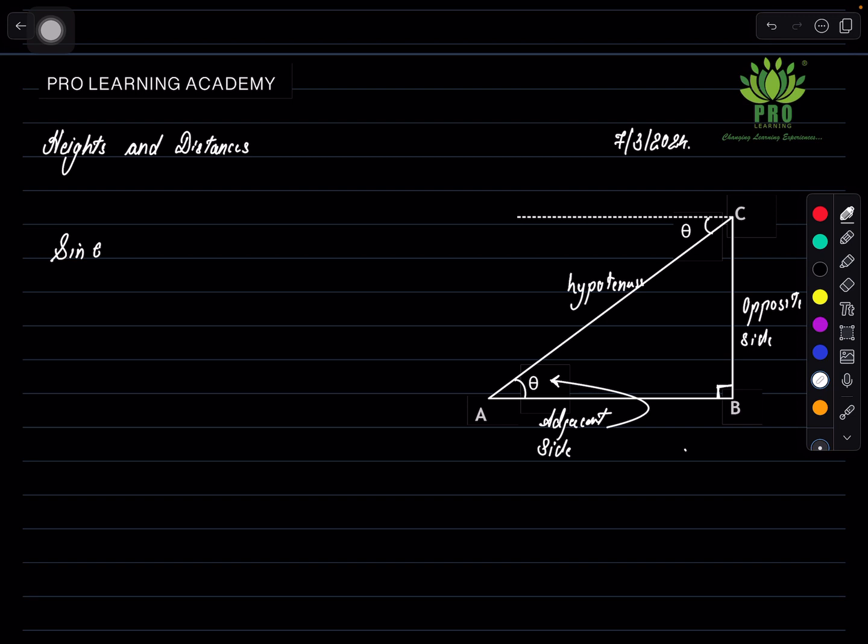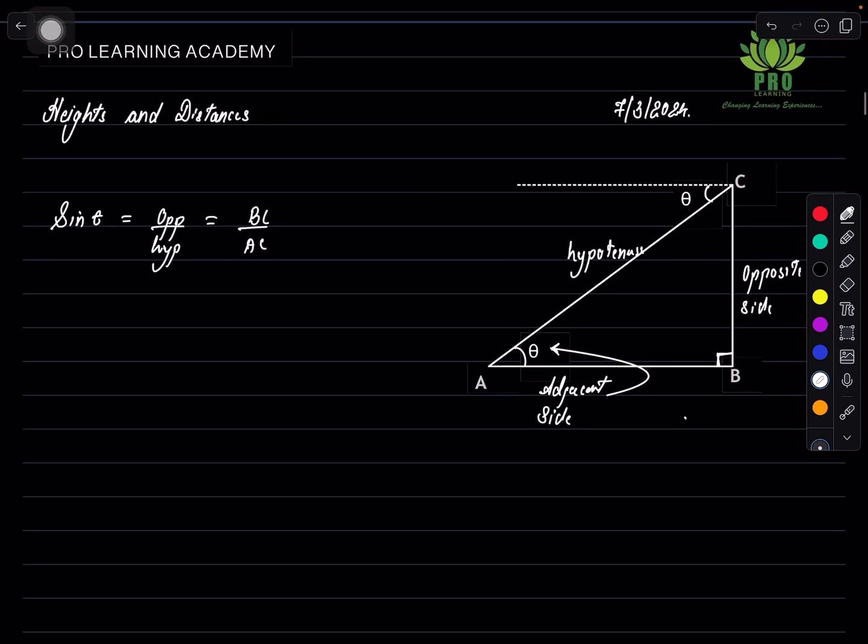The sine function is the most basic function, and the trigonometric functions are nothing but the ratios of the sides of a right angled triangle. So for us, sine theta is opposite over hypotenuse. Opposite is BC and hypotenuse is AC, so our sine function is BC over AC.